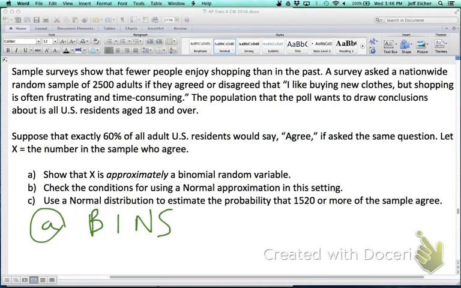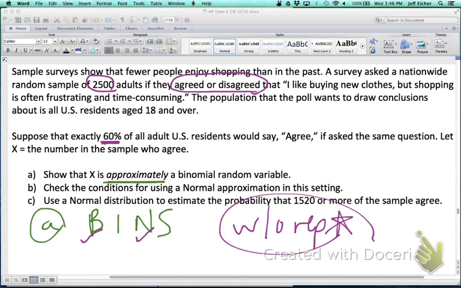So for question A, notice it's only approximately binomial. It is binary, check, because people either agree or disagree. There's your two options. There are a fixed number of trials, check. You have 2,500. And we do have a probability of success that we're told right here, 60%. But that's kind of an assumption, because right when you select someone from this population, your probability of success changes because you're sampling without replacement. Anytime you're sampling without replacement, it cannot truly be binomial.